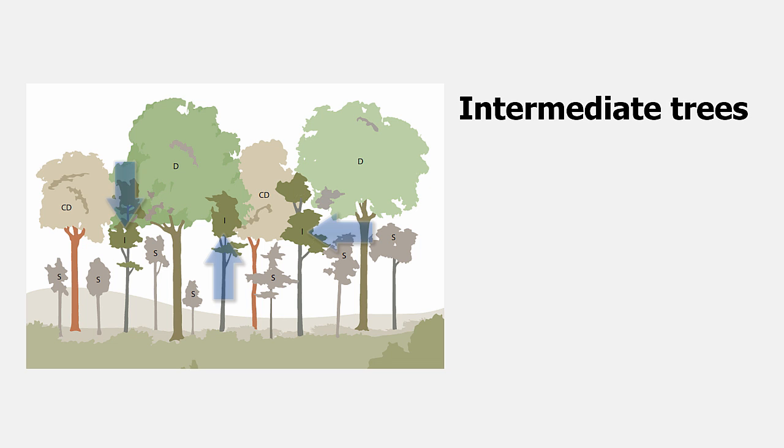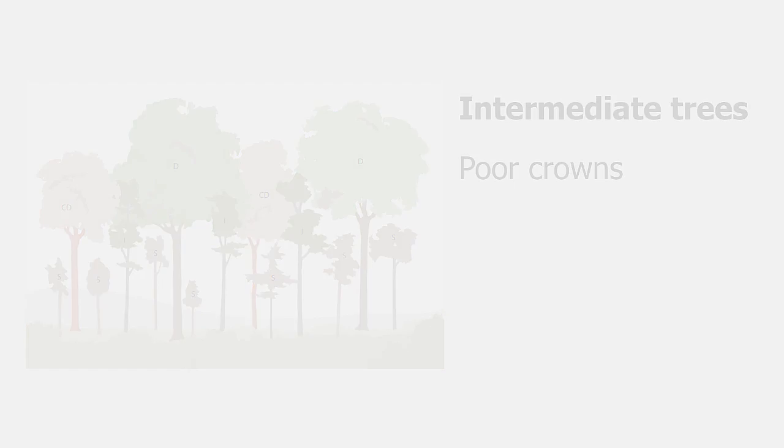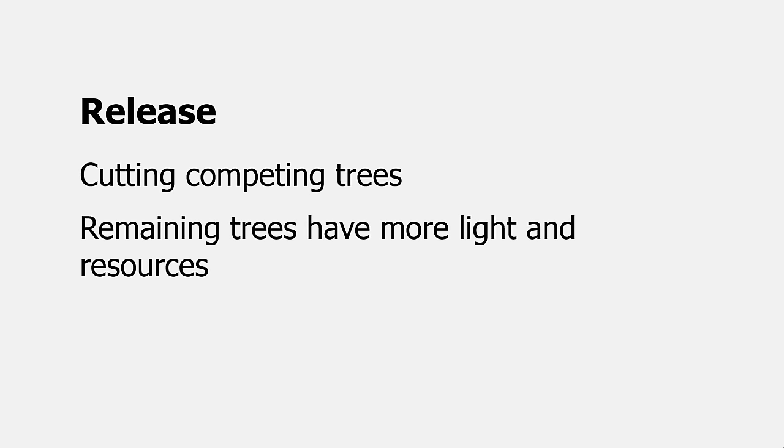Intermediate trees, I, extend into the canopy, receiving light only from above. These trees have poor crowns and are not very competitive. Depending on their shade tolerance, they may or may not respond to release. Release refers to the process of cutting competing trees in order to allow the remaining trees to have more light and resources to grow. Because an intermediate tree has a poor crown, it might not be able to take advantage of the new resources.